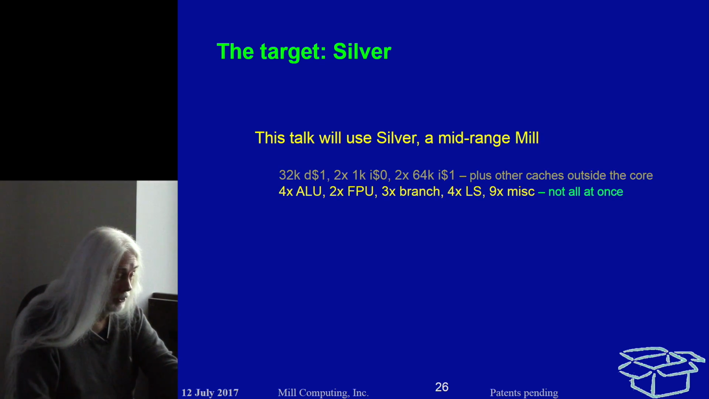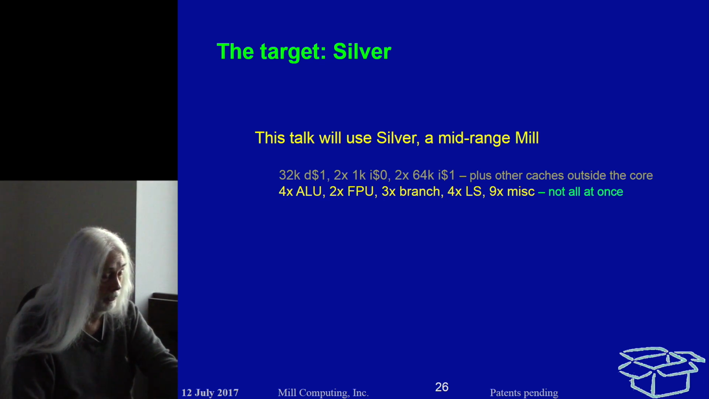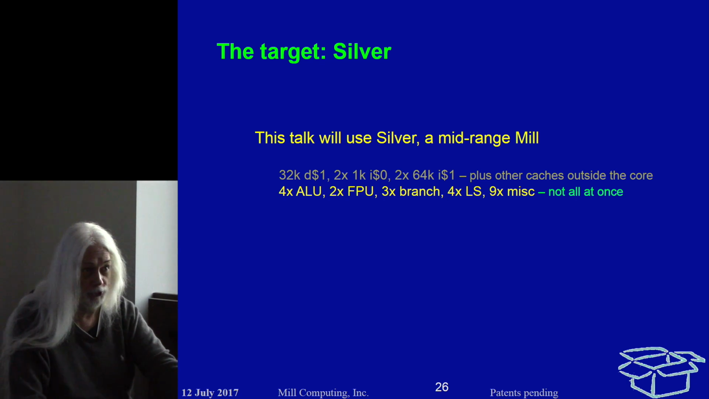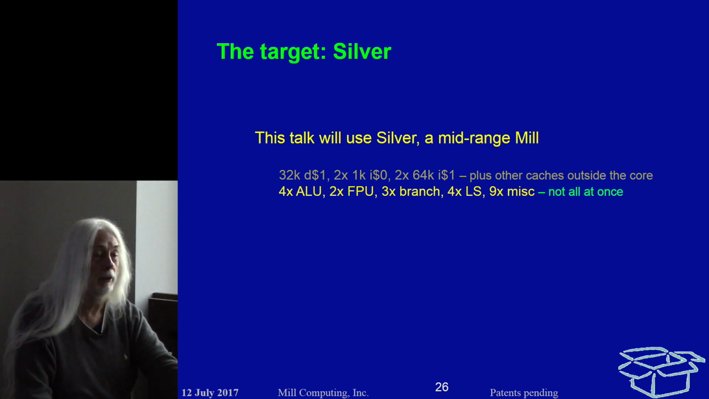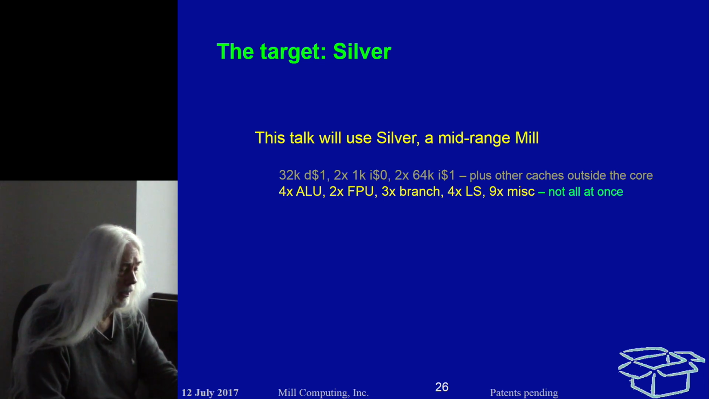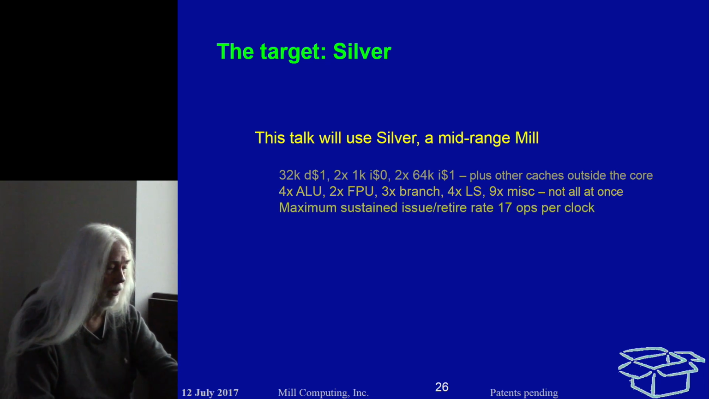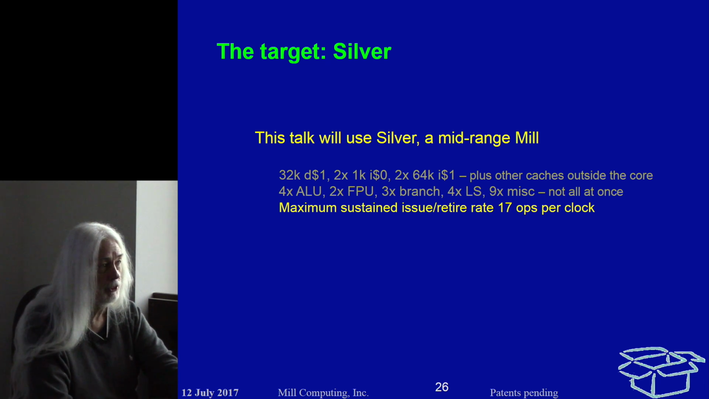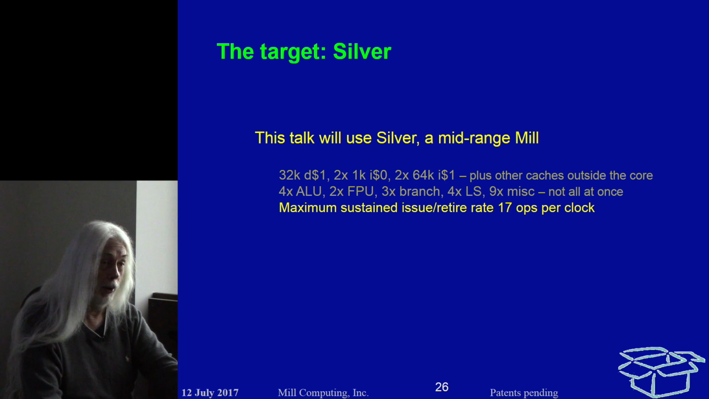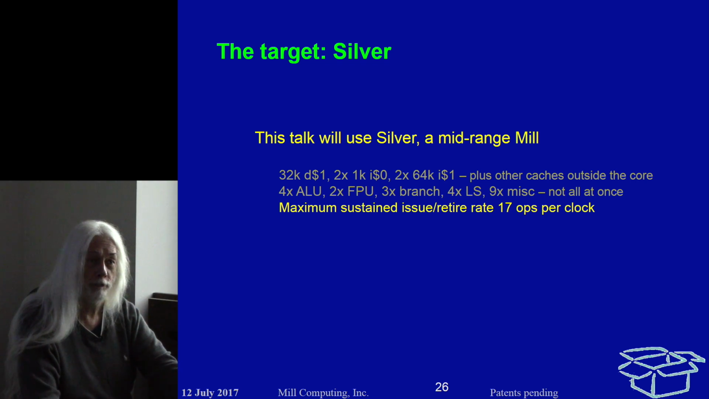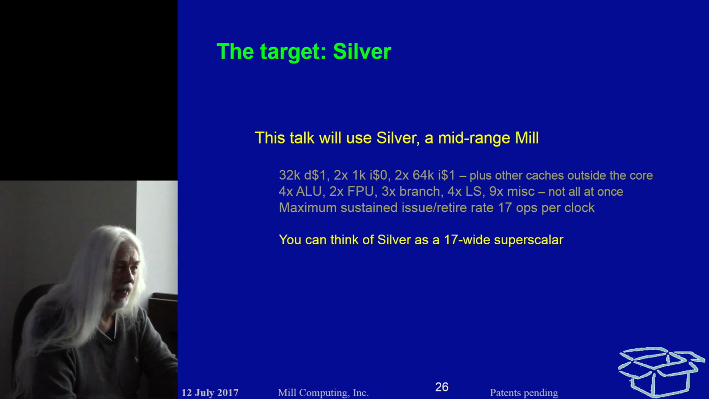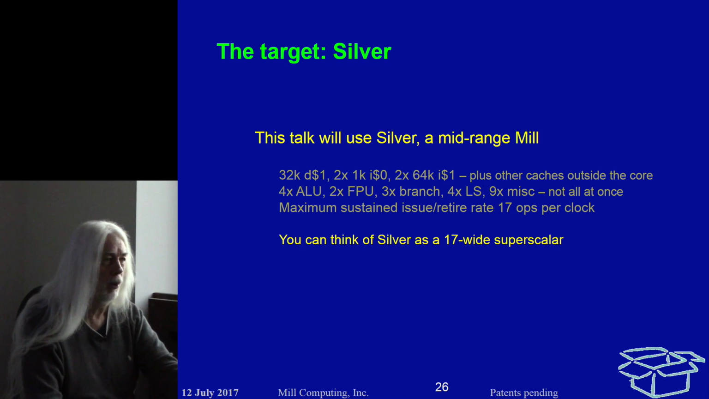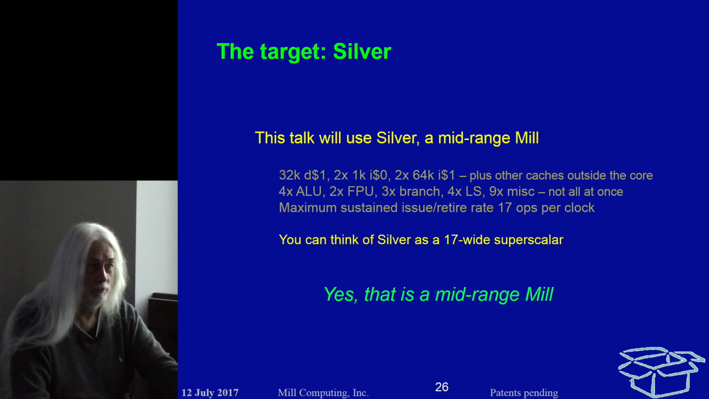In addition, it's populated with a bunch of functional units. There are 4 ALUs, 2 floating point units, 3 different branch units, 4 load store units, and a bunch of miscellany that doesn't really matter here. You do not get all of these at once because some of these share resources. So you can have 4 integer operations, or 2 integer and 2 floating point, or 3 integer and 1 floating point, and so forth, because they are sharing certain common resources. But the population that you can get all at once can sustain an issue rate of 17 operations per cycle on a sustained basis for a random mix of operations, assuming that you're not trying to do 5 ALU ops in one cycle, because there are only 4 ALUs, but you can push that onto something else. A reasonable way to think about a Silver is it's a 17-wide superscalar. And yes, that is a mid-range for the Mill family.